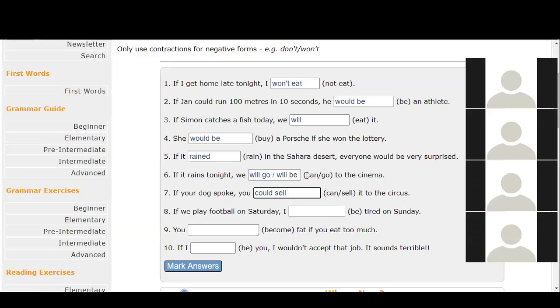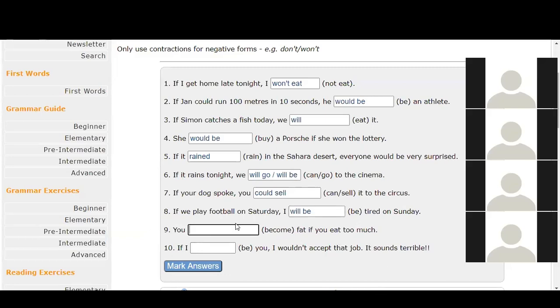Let's try another one, please. Dan. If we play football on Saturday, I will be tired on Sunday. Exactly. So it is very likely it can happen. And I'm saying if we play football, if A happens, then B will happen. I know that, right? It will happen. Great, good job, Dan.